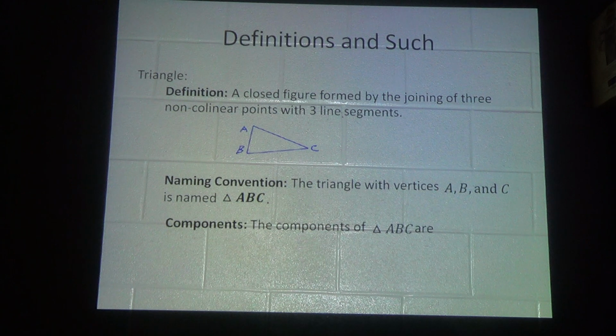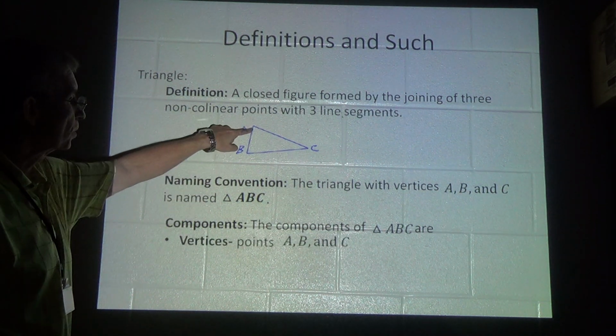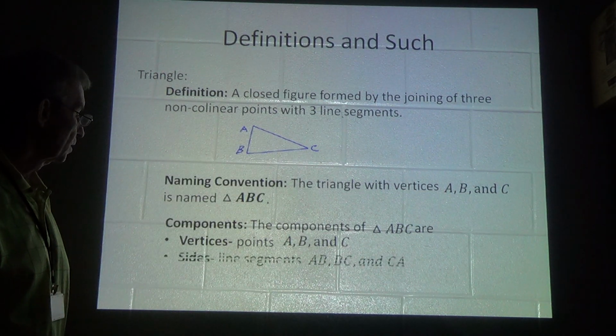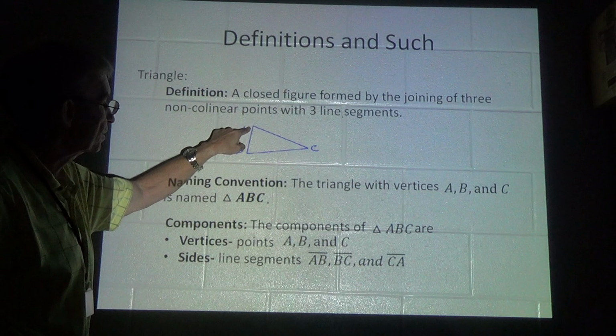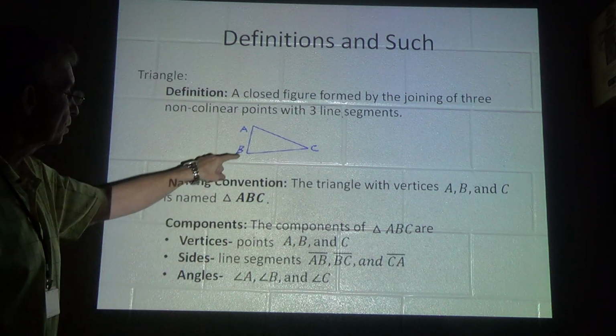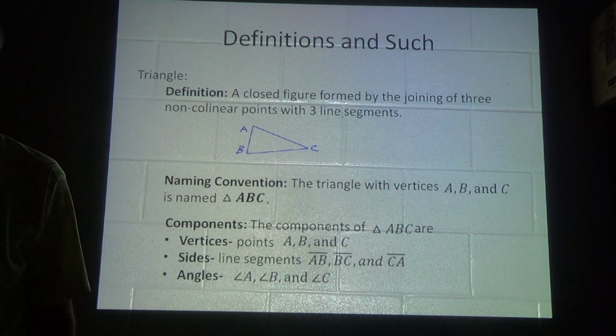Alright, the components of triangle ABC are the vertices, which are the 3 points, the sides, which are the 3 line segments, and the angles, which are the 3 angles, angle A, angle B, and angle C. Okay, that's what makes a triangle.